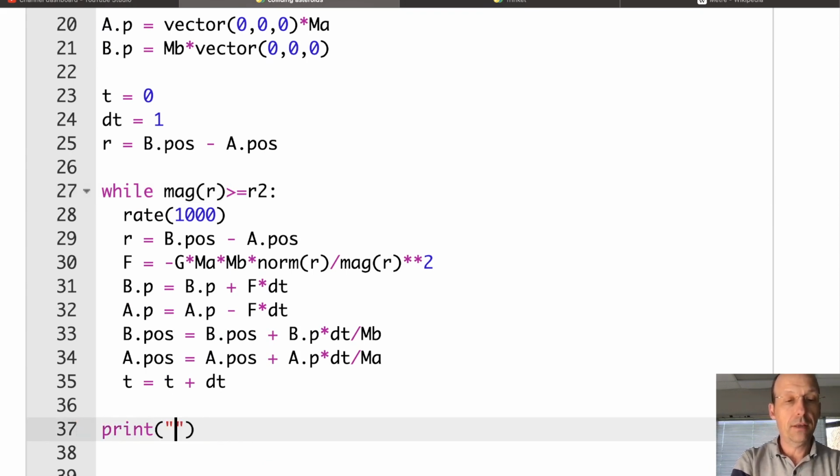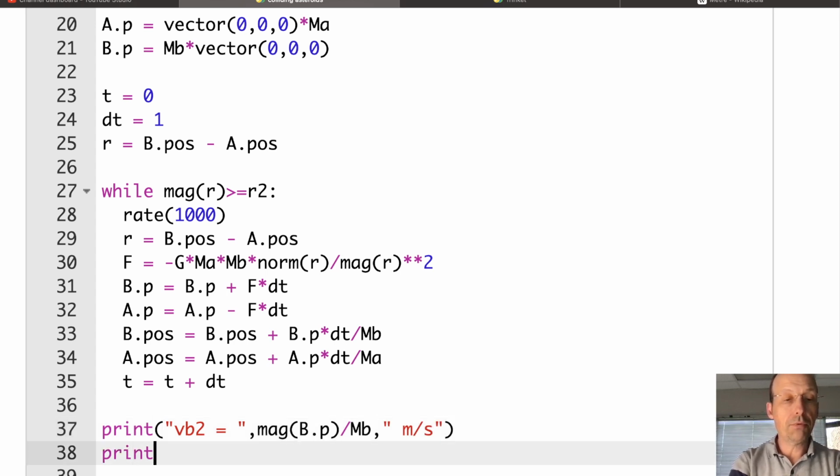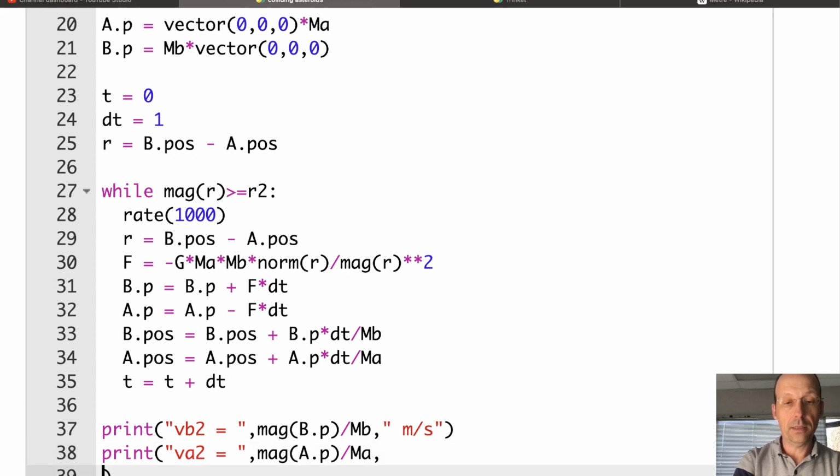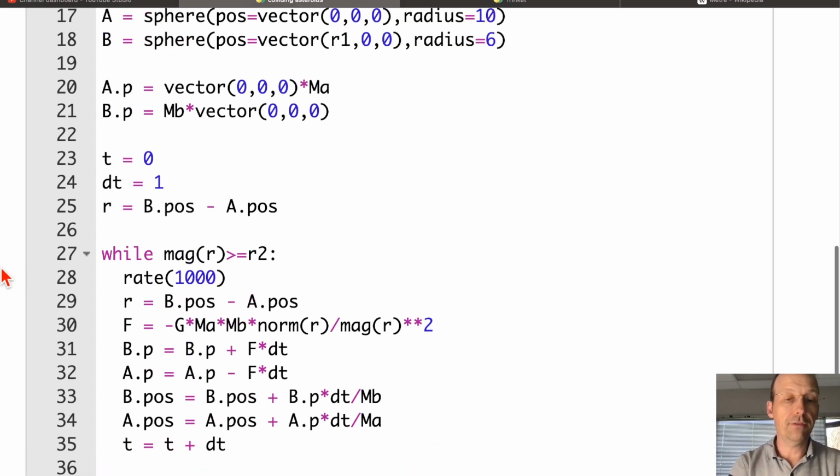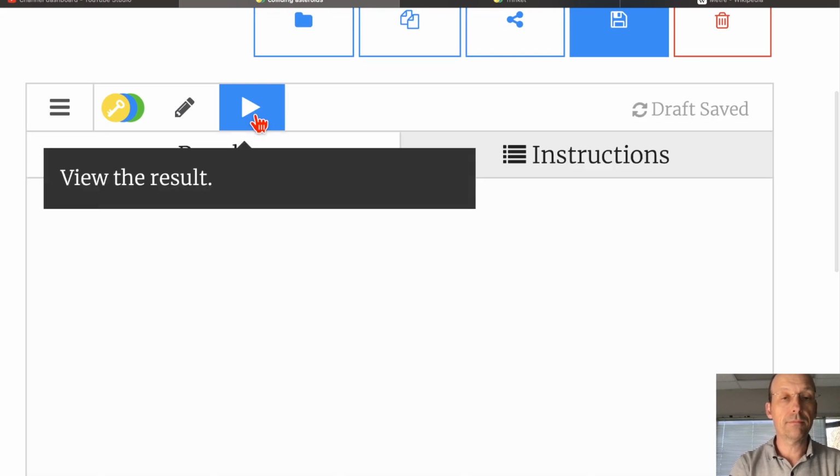Print VB2 equals the mag of B.P divided by MB. That's the velocity in meters per second. And let's do the same thing for the other one. Print VA2 equals mag A.P divided by MA. And I didn't do this before, but I can. Let's just run it and see if this works.